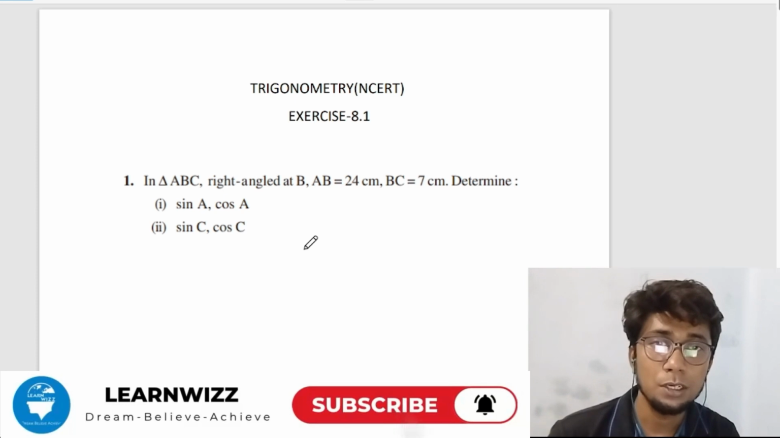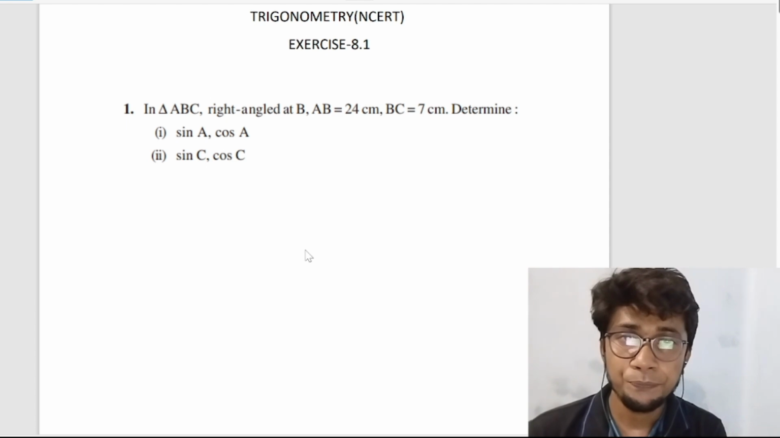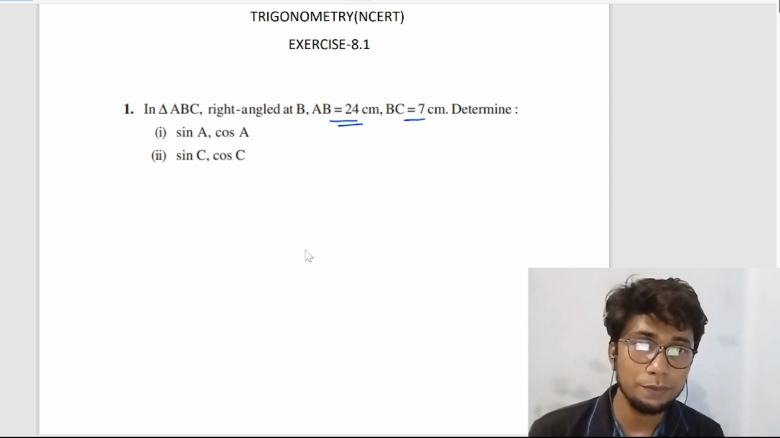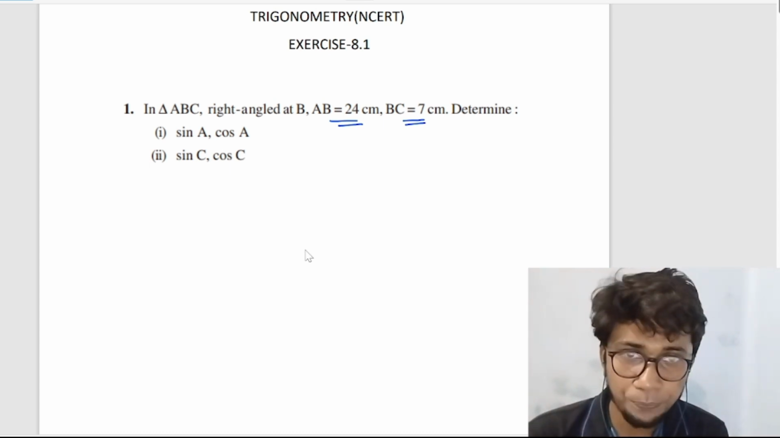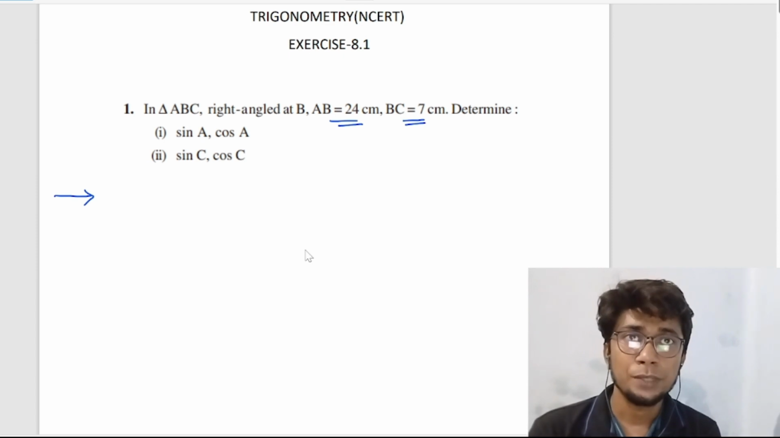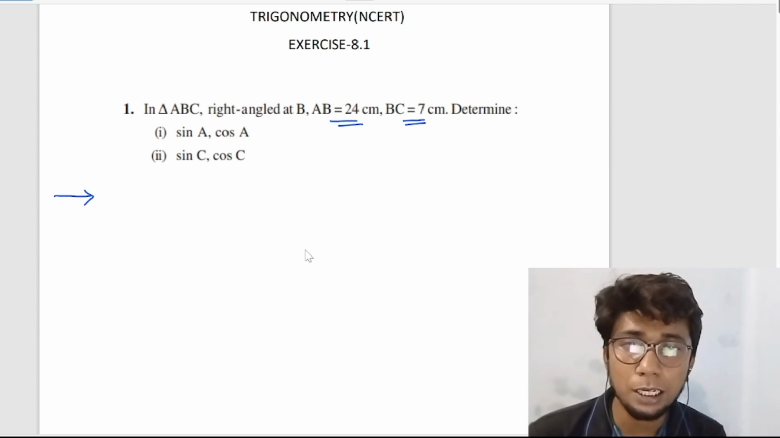Let's begin. Here's the first question that is given to us. We are given in triangle ABC, that is right angled at B, AB is equal to 24, BC is equal to 7 centimeter, and we have to determine the values of these trigonometric ratios. So let's start. See, it is always easier to begin with the diagram. Whatever is given in the question, let's make the diagram and mark all the given data in the diagram, and then it will become easier to solve.